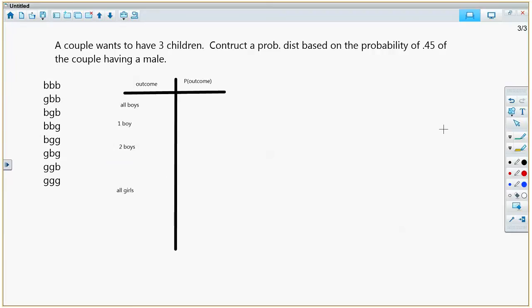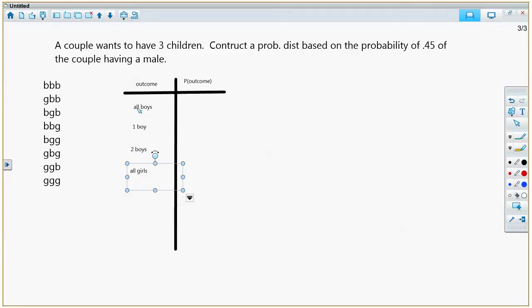All right, so here's all our events. We're either going to have how many boys? Three boys. Or we're going to have what? One boy. Or we're going to have what? Two boys. Or we're going to have what? No boys. Zero boys, one boy, two boys, three boys.